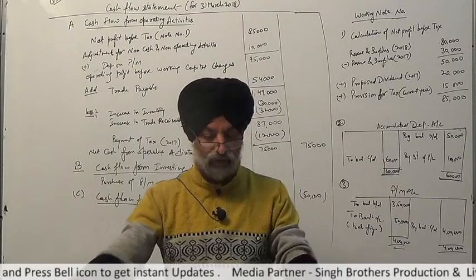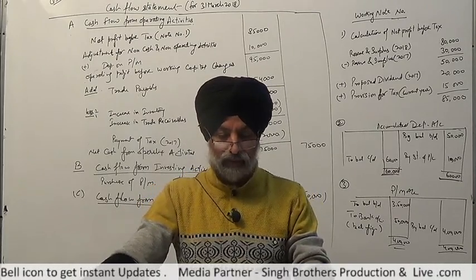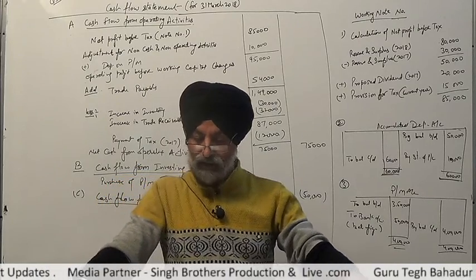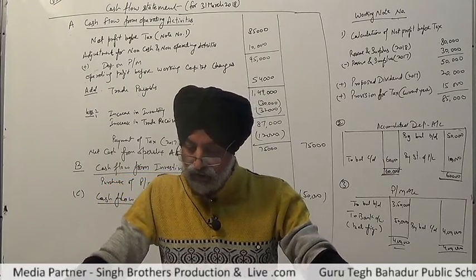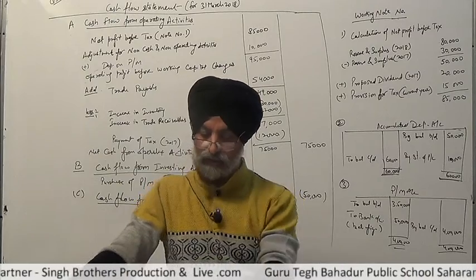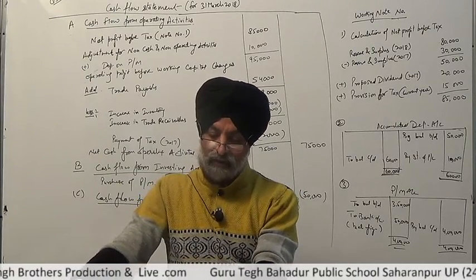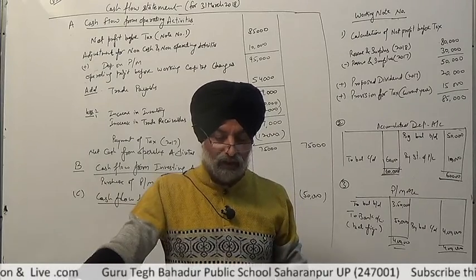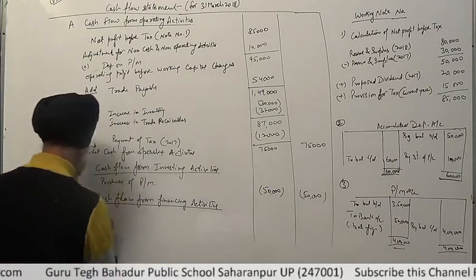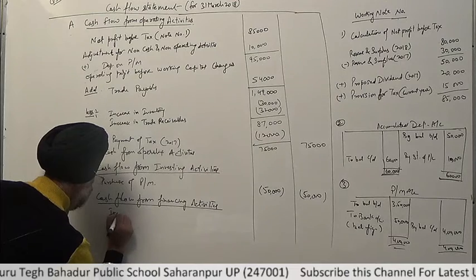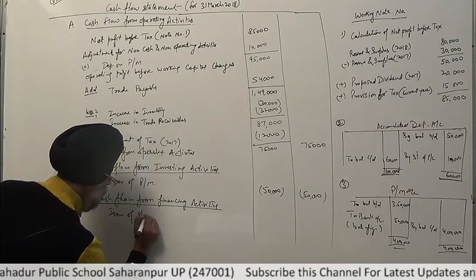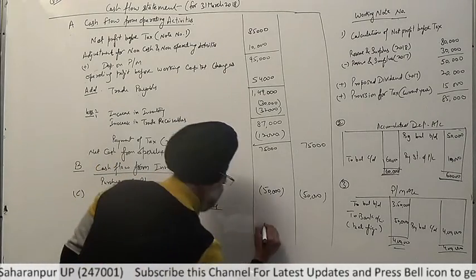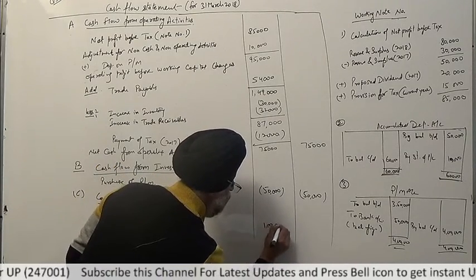So take first of all issue of share capital. See, in the balance sheet it is given in 2017 share capital is 2 lakh. In 2018 it is 3 lakh. It means share capital of rupees 1 lakh is issued here. So cash inflow, take it in positive. Issue of share capital 1 lakh rupees, share capital was issued and cash came in.